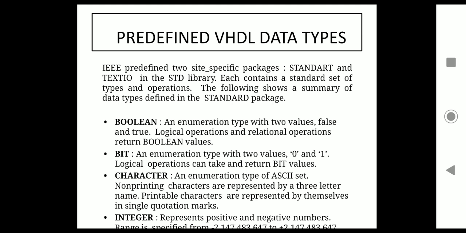Range is specified from minus 2,147,483,648, that we have already defined, to plus 2,147,483,647. So a wide range of integers you can define in these predefined VHDL data types. So boolean, bit, character and integer, these are the four predefined data types that are present in VHDL.